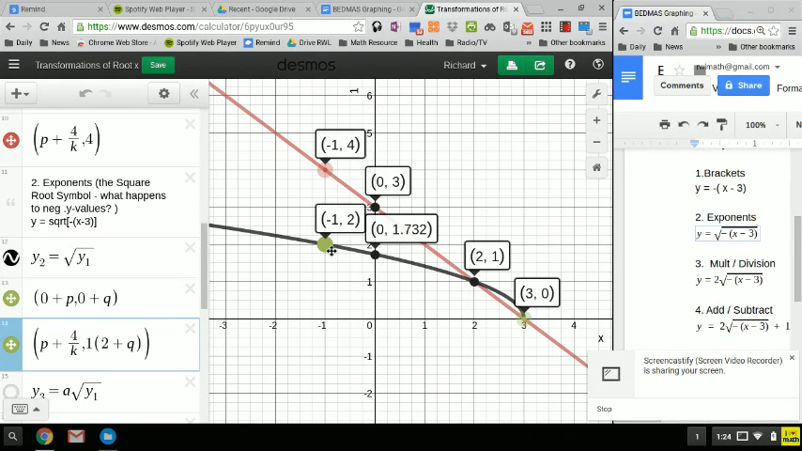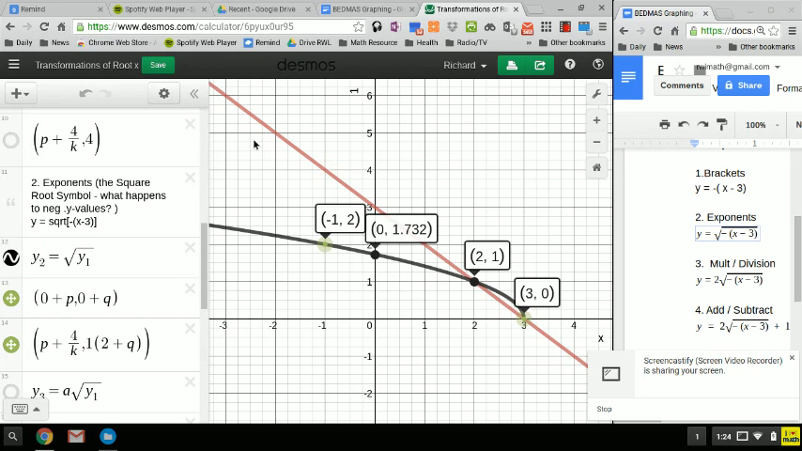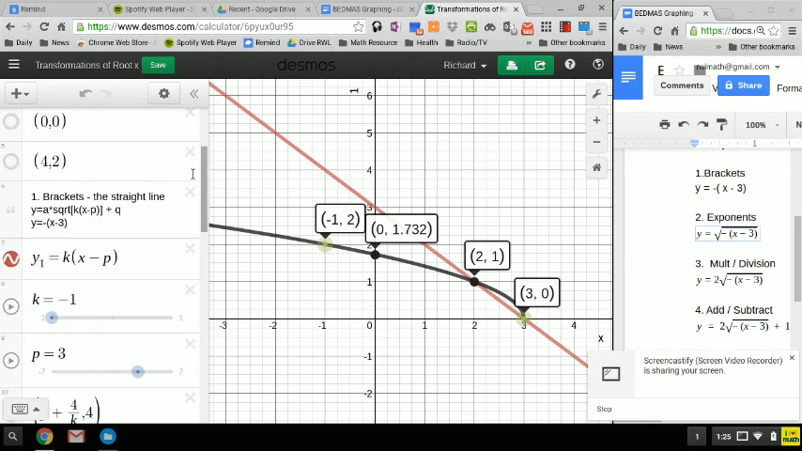I would encourage you to pause it at any time to make sense of this stuff so that you know what's going on. Okay, so what I'm going to do now is turn off that line. Oh no, sorry, I want to keep that on, but I do want to turn off the line. So I just have to go back up and turn the line off.